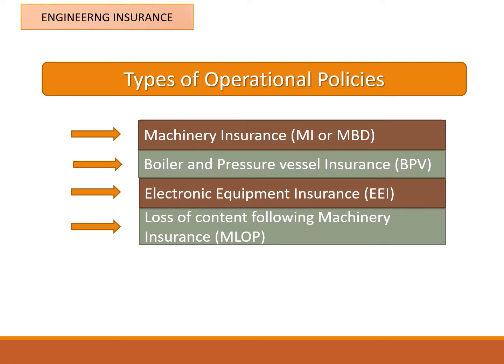Now we learn something about operational policies. There are types: machinery insurance or machinery breakdown insurance, boiler and pressure vessel insurance, electronic equipment insurance, and loss of profit following machinery insurance.